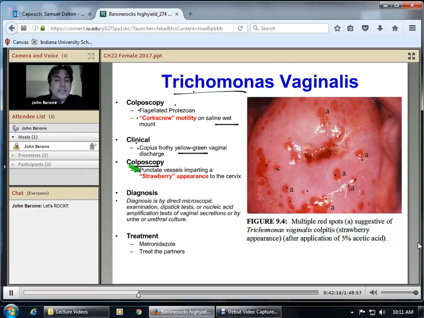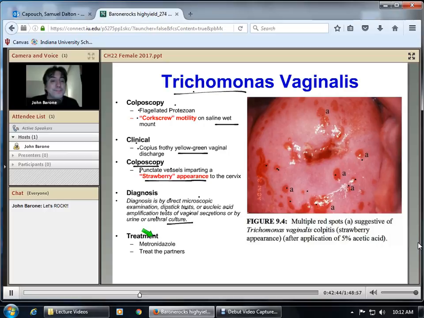Now, when we do colposcopy, we'll see punctate vessels, punctate hemorrhages, and it makes the cervix look like a strawberry. Now, for diagnosis, to confirm trichomonas, a wet mount would work great. We could do direct microscopy, we could do dipstick testing, we could do nucleic acid amplification tests of the vaginal secretions to make the diagnosis as well. We could do culture, many ways to diagnose this.